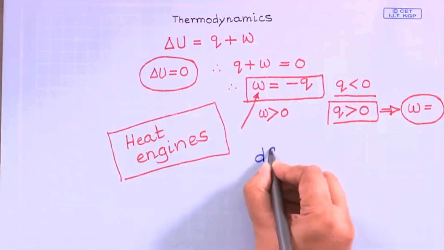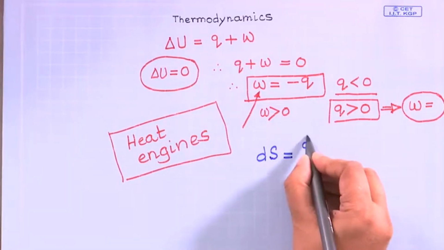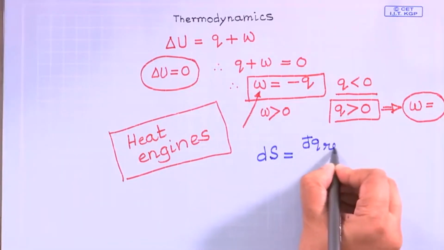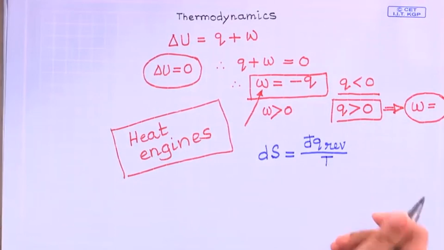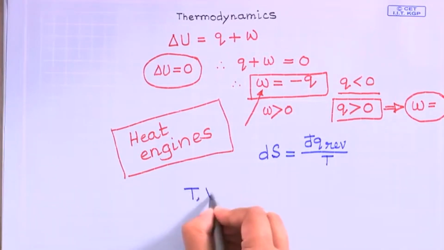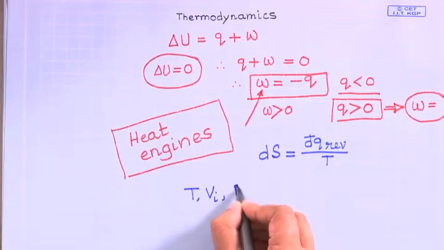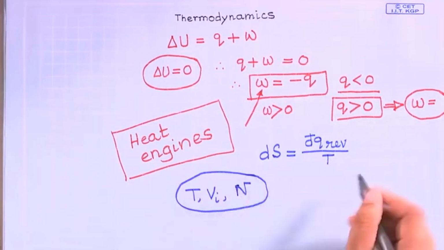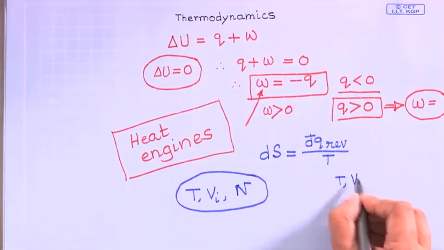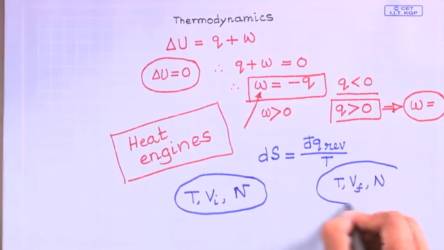But here you must be very, very careful while calculating the entropy, because entropy is defined in terms of the reversible process connecting the initial and the final state. So, we know that dS is equal to dq reversible divided by T. Therefore, for the given initial and final states, I cannot really look for the irreversible process to find the delta S.